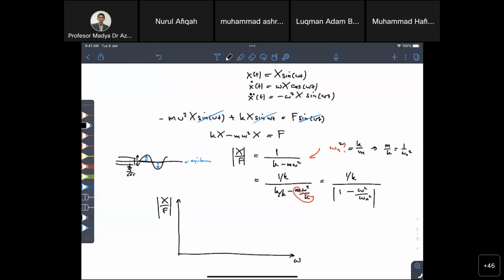Okay. So now, what happens if the fluid...? Remember, omega is the frequency of the fluid, the frequency which vibrates the pipe. So it is the frequency of the fluid, or the frequency of excitation.